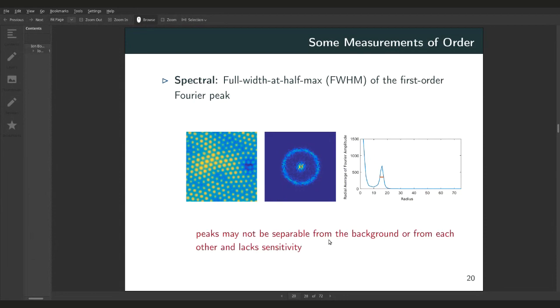The challenge here is that sometimes your peaks aren't separable from the background, especially if you're working with real data, or from each other. Also, this lacks sensitivity to small defects or little changes, for example in grain boundaries where we have several well-ordered regions coming together. So this doesn't quite have the sensitivity that we're hoping for, and I'm going to circle back to this a little bit later just to give you an example of what I mean.